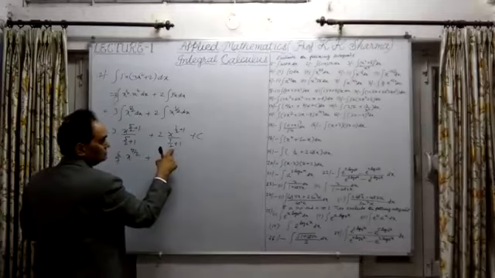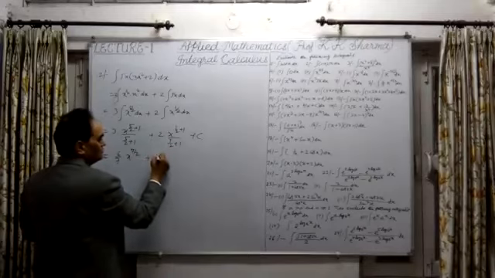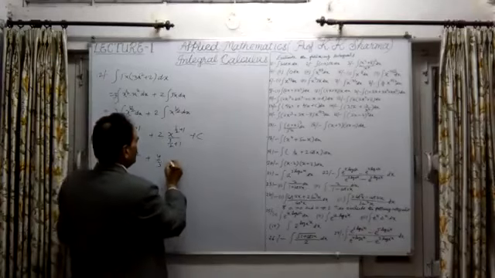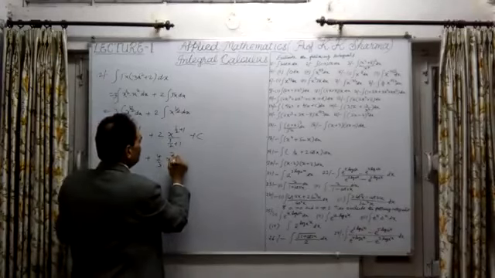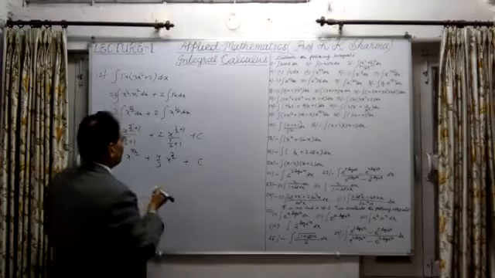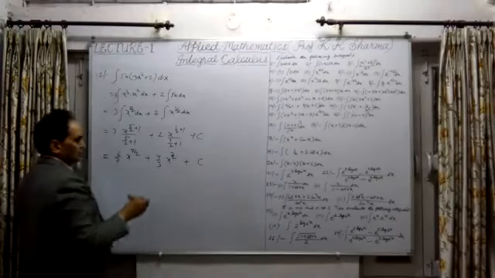Now this is 3 by 2 here. 2 will come here, this is 4 by 3. 2 into 2, 4 by 3, x raised to power 3 by 2, plus constant c, no need of this. We can write it. Okay, this is the answer here.